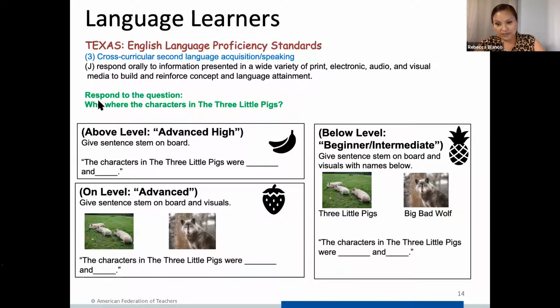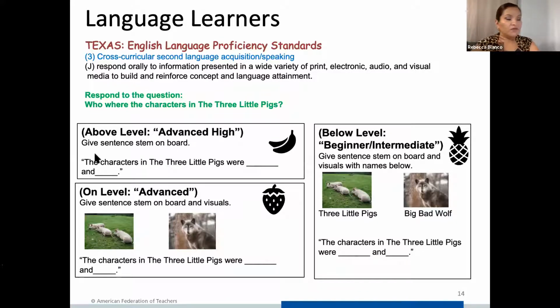What they're going to be expected to do is to respond to the question, who are the characters in the Three Little Pigs? So an above level student, when we're talking about ELPS, would actually be able to say, given the sentence stem, the characters in the Three Little Pigs were, and they're going to give you all of the characters. They're going to say the Three Little Pigs and the wolf, right? They can tell you that. And it's going to be just by giving them the sentence stem, they'll be able to run with it.